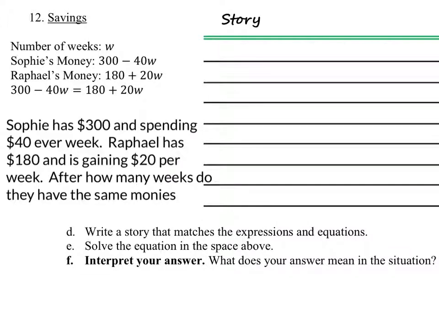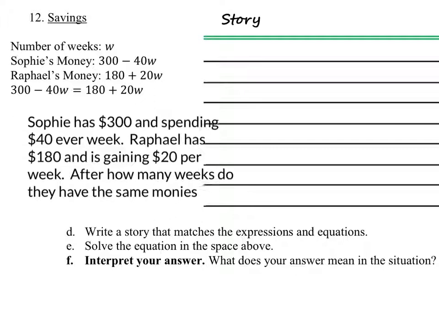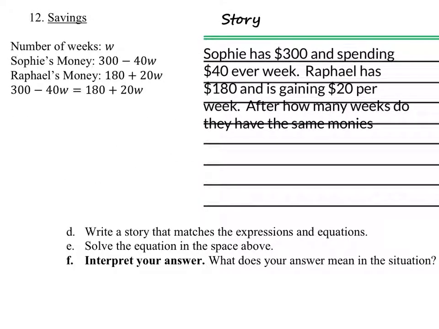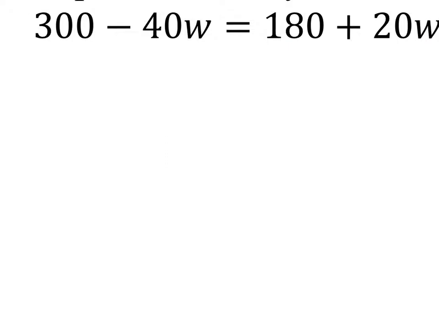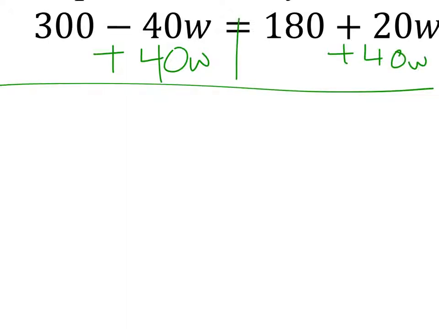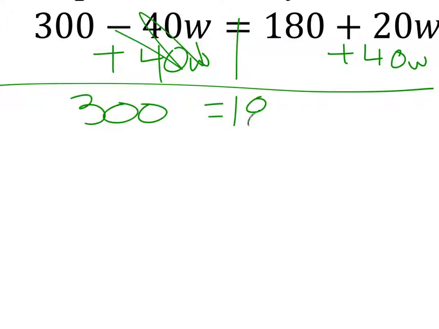That may help us see the story better, but it says to solve the equation, so actually that's in a bad spot. So let's solve the equation. Now when we solve this, we'll know W, and that'll tell us the number of weeks that their monies were the same. So let's put all the W's on the right side then. I'm going to add 40W to both sides. So these ones cancel out. We got this 300 equals a good old 180 plus 60W.